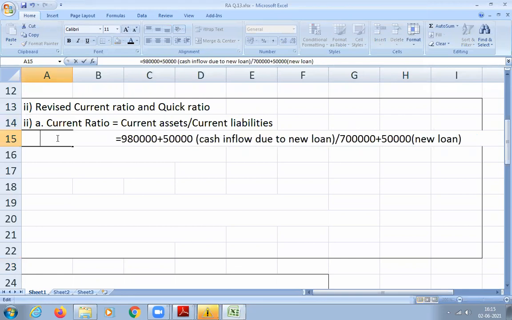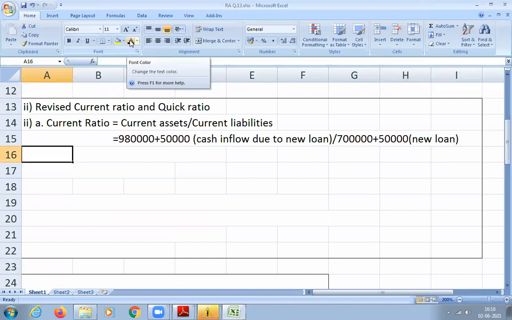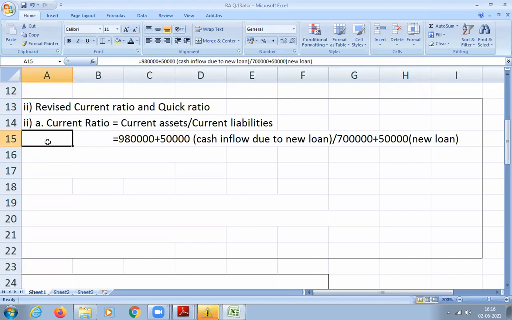That is 9.8 lakh we already had, plus 50,000 cash inflow due to the new loan. Liability of 7 lakhs is the old one, plus 50,000 because a new loan is taken. So you are creating a new liability, and the new loan is 50,000. Now you add. How much will you get in the numerator? 9.8 lakhs plus 50,000, that is 10,30,000.